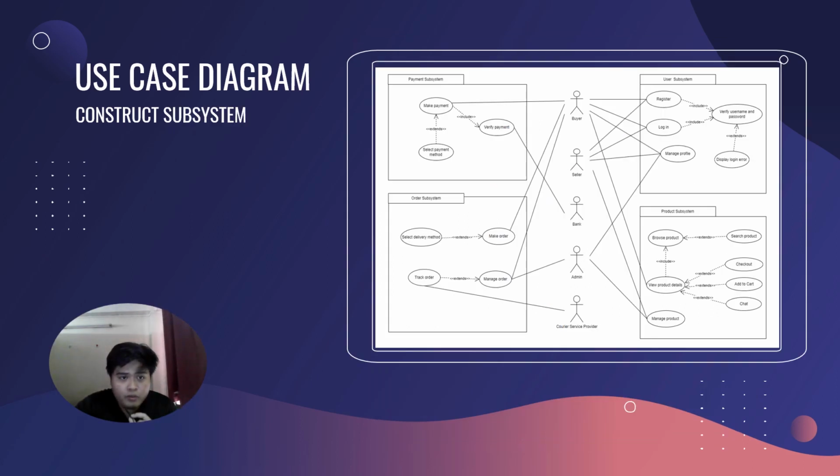For the next part, we will group up the use case into 4 different subsystems. The first is user, the second is product, the third is order, and the last one is payment subsystems. There are also actors that connected to these subsystems.